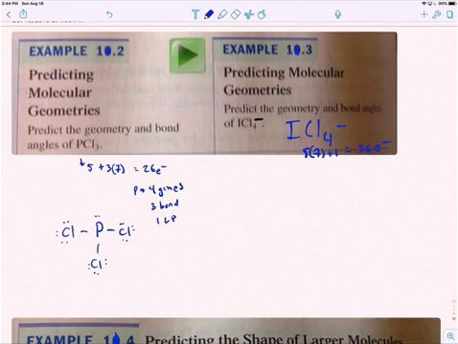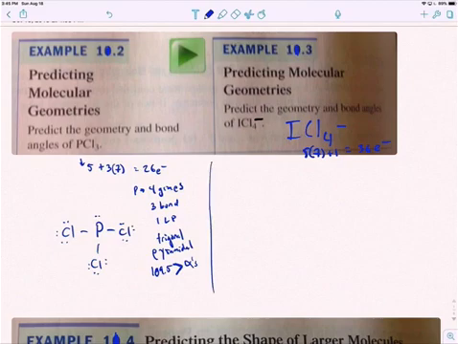This is then a pyramid. So this is trigonal pyramidal geometry. And the bond angles are going to be less than 109.5. 109.5 is going to be greater than the angles. So it's going to be less than that 109.5 perfect geometry of the tetrahedron.